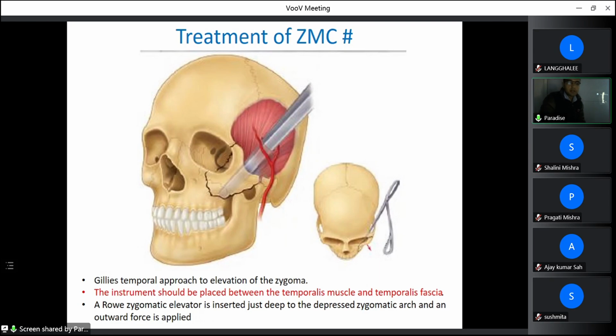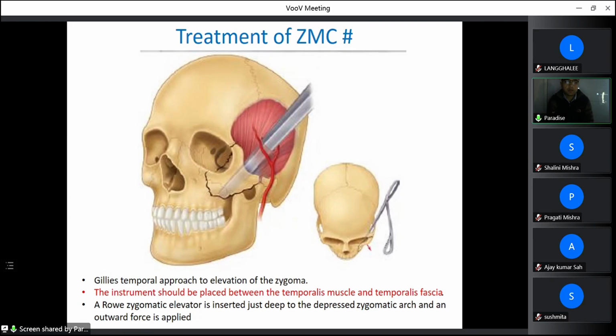The other significance of this Rowe zygomatic elevator is that the length of its two arms is equal. When you have inserted your instrument inside the zygomatic arch, you don't know how much depth you have penetrated. So you compare with the other arm, because the length of both arms is the same. So you get a clue how deep you have inserted your instrument. Once it is sufficiently deep, you pull the zygomatic arch, and the depressed zygomatic arch fracture will be reduced.